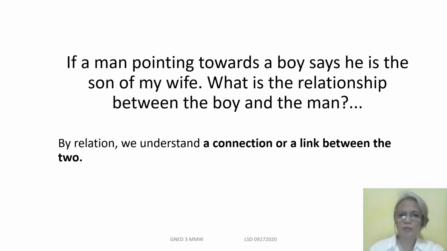Relations and functions. Suppose you are talking to a man, and suddenly both of you see a boy, and the man points to the boy and says, that boy is the son of my wife. Then he asks you, what is my relationship to the boy? If he is the son of my wife, simple logic would tell you that the boy is the son of the man, and the man is the father of the boy. So you see a connection or a link or a relationship between the two, the boy and the man.